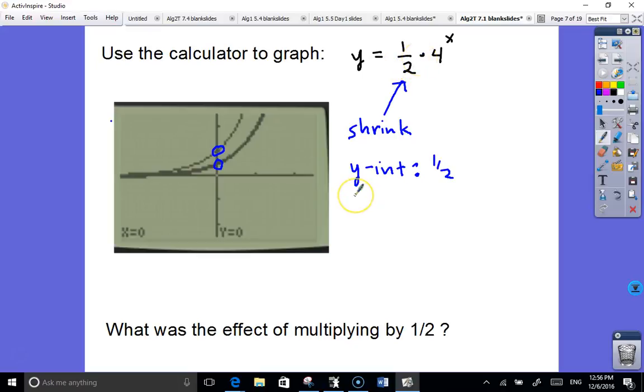Okay, did multiplying by 1/2 change the domain or the range? Nope, the domain is still all real numbers. And for exponentials, it's always all real numbers. No matter what we do to the graph, the domain is all real numbers. The range is still y greater than 0.